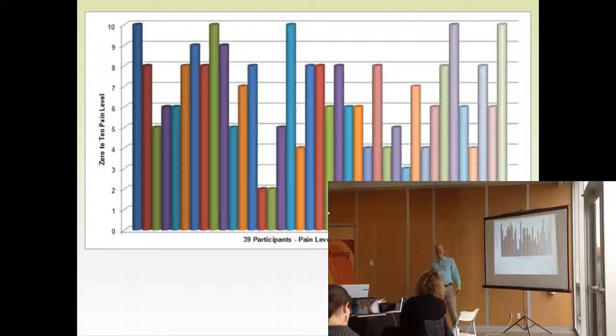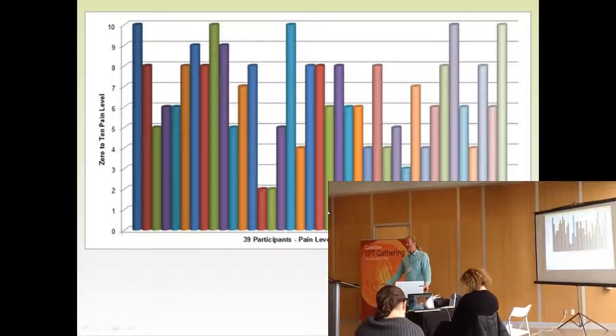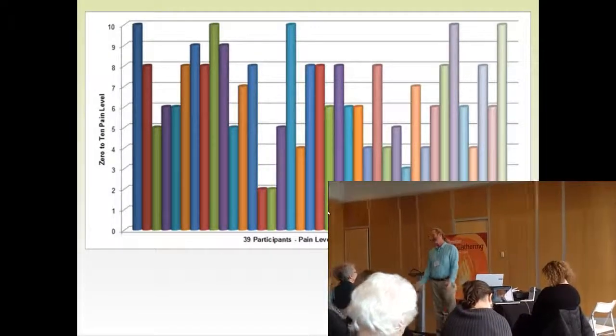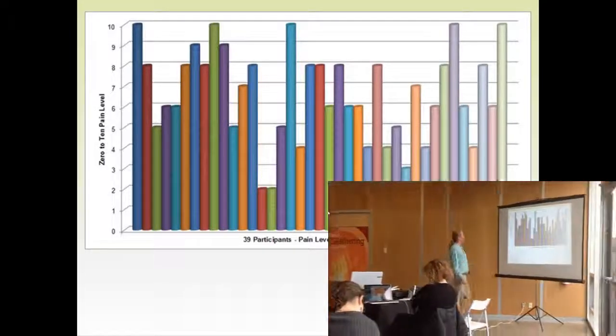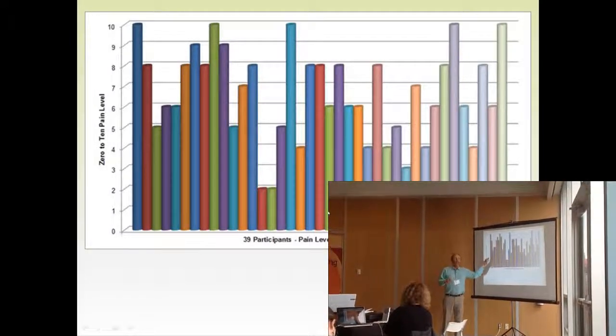So there were 39 participants. With 32 of them, I used this 2-point method. The first 7 I used a different method. They didn't all get into this calm state. Then the 32, they all got into the calm state. This is a single session, okay?